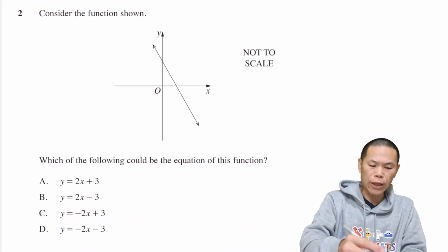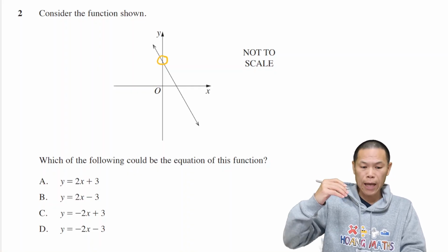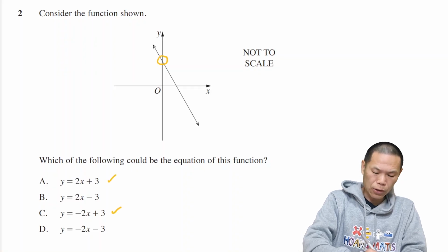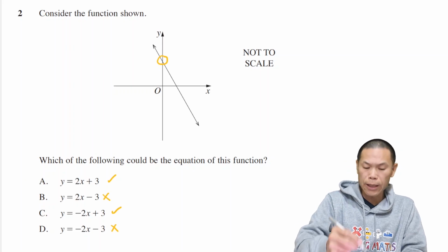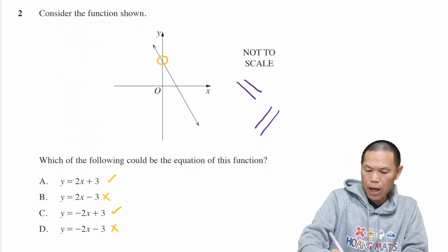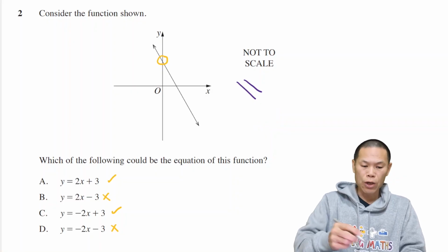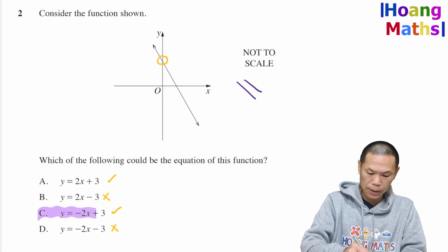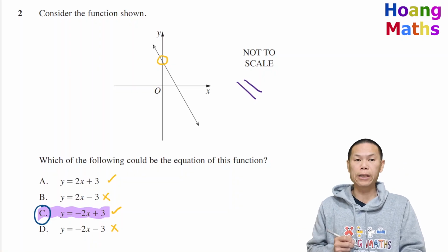First of all, we know that the y-intercept is positive because it's above the x-axis. So the answer should be A or C, and B and D are wrong anyway. We know that the gradient is negative, because if a line goes like this, we have a negative gradient. If a line goes like this, it gives us a positive gradient. At the moment, m is negative, so we have a negative gradient. Therefore, the answer should be C. So C is the correct answer.